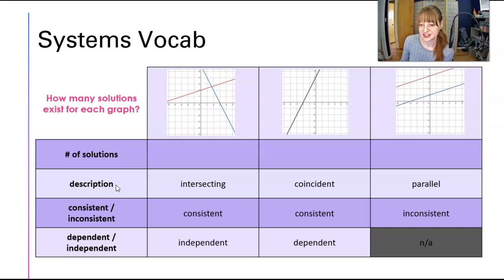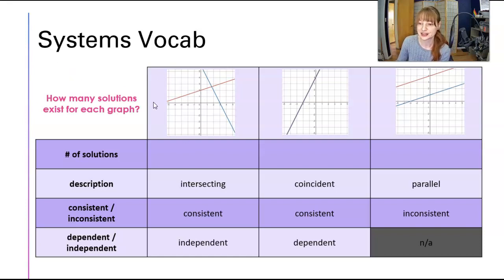We had the description. Intersecting, coincident, remember, means they are over the top of each other. Parallel means they never intersect. Consistent means there is at least one solution. Inconsistent means there is no solution. And independent and dependent are only relevant if there is a solution. And independent, remember, means they go their own way. Dependent means they're dependent on each other. They're following the exact same line.